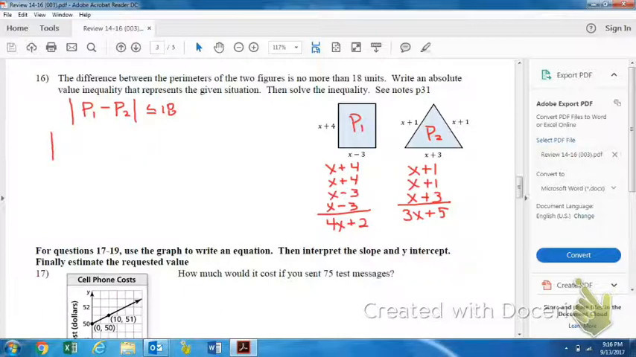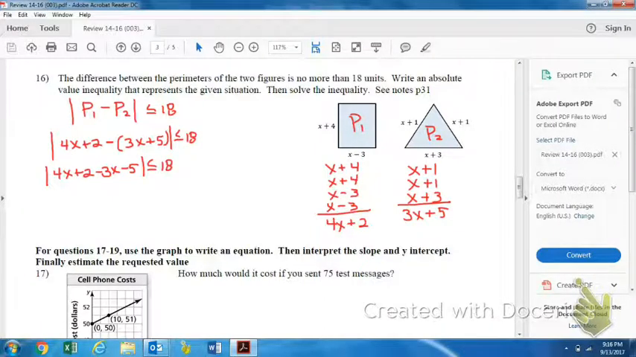And we already know the first perimeter is 4x plus 2. And then you're subtracting the second perimeter. So I have to put it in parentheses because the whole thing is subtracted. And that's 3x plus 5. And that's less than or equal to 18. Okay, so we're going to combine like terms. And that's 4x plus 2 minus 3x minus 5 is less than or equal to 18. You end up with the absolute value of x minus 3 is less than or equal to 18.